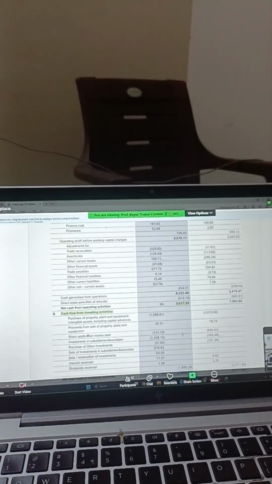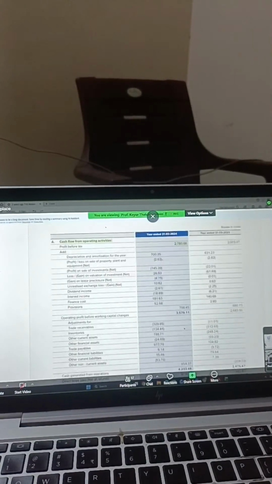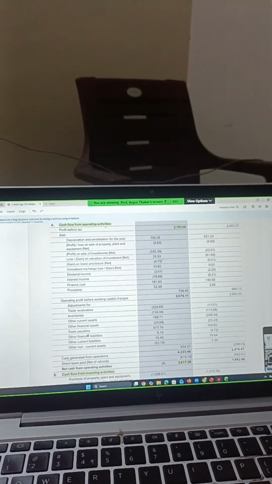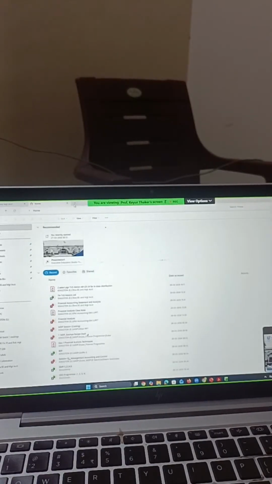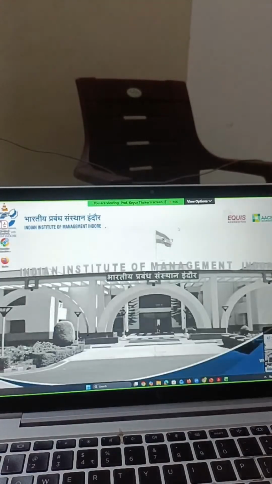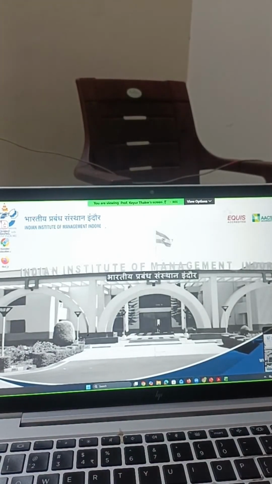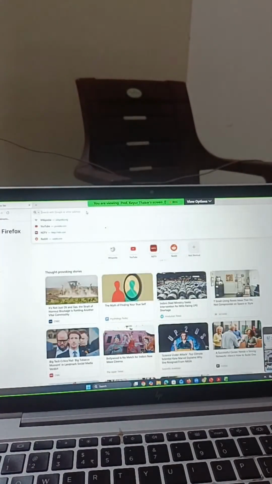I don't know why it is not showing the next page. I probably skipped this page. The last page is missing. Oh, why is that missing? Don't worry, I have another way to show you. I'll open the screener.